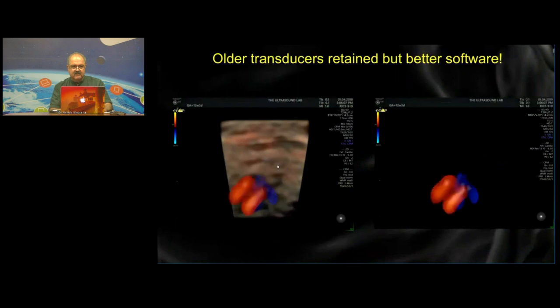Here is grayscale plus flow information, and on the right is exclusively flow information, and all this is not complicated. It's a single touch button. If you use the higher end equipment, it's one touch. And if you use the lower end, it's a drop down menu, which you get used to.